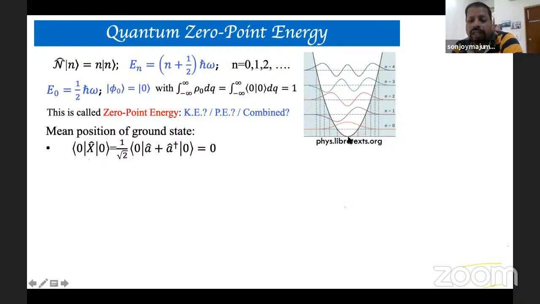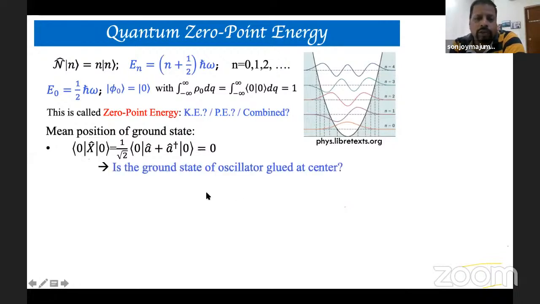If you have the symmetric potential of the harmonic oscillator here, which I'll be defining as a trap later, the mean position is, as you understood, a symmetrical position at the center. You see that for all the states it will be like that. So it will appear that your oscillator is glued at the center. Is it true? Let's see whether it's true or not.